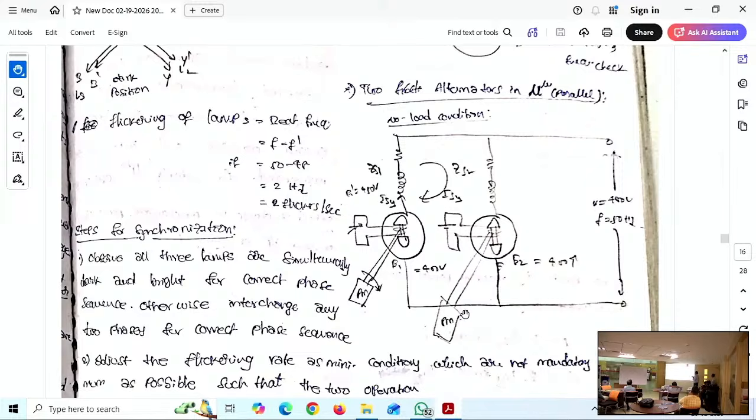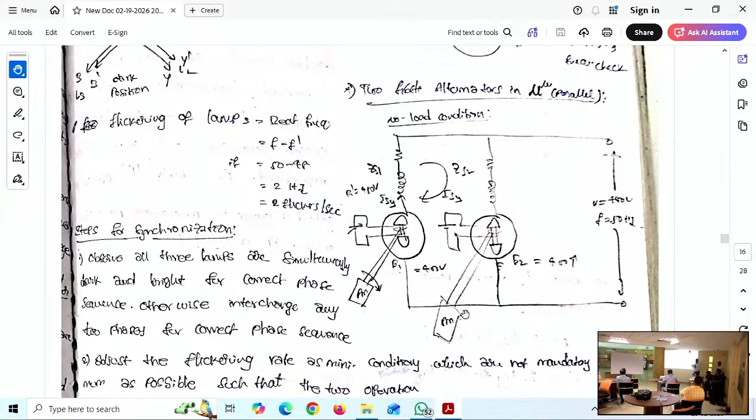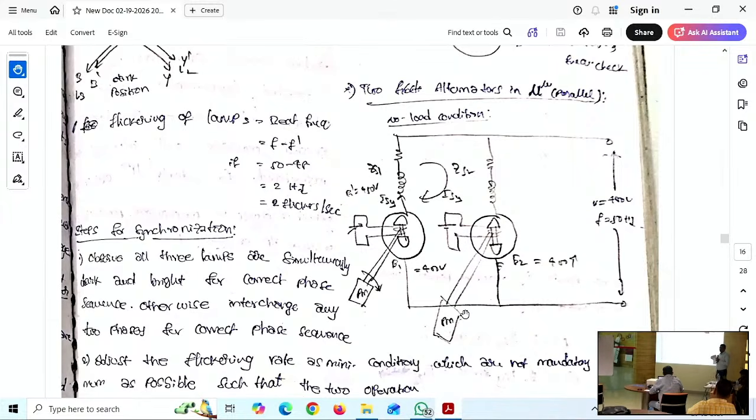This is the circuit diagram. If a disturbance occurs by means of a change in the excitation of alternator 1, as we know from the EMF equation, if we increase the excitation, meaning the main field, the voltage will directly increase. Initially let us take 400 volts, now increased by some 10 or 20 volts, to E1 dash. Now what will happen?